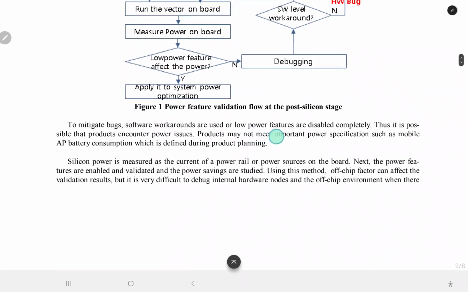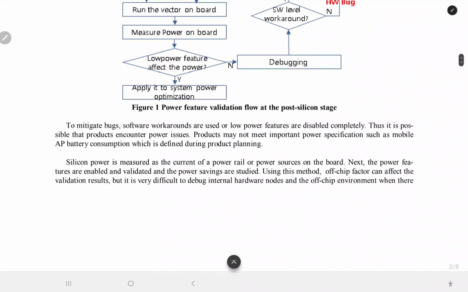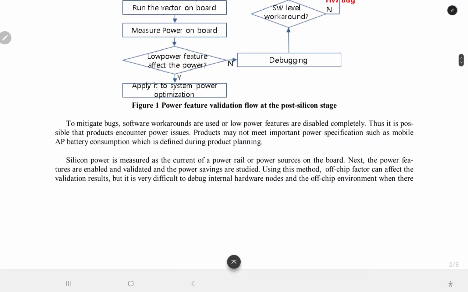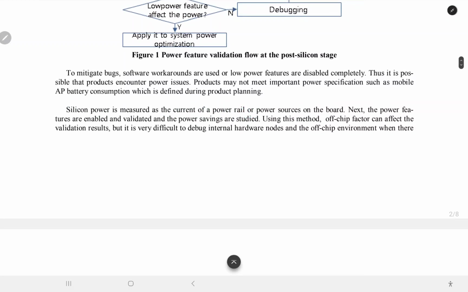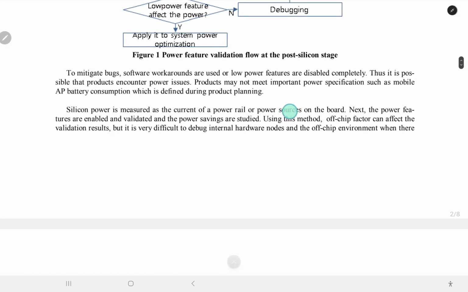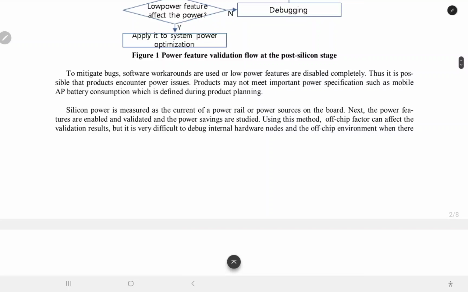The product may not meet important power specifications, such as the mobile AP battery consumption, which is defined during product planning. Silicon power is measured at the current power of the layer or power sources on the board. Next, the power features are enabled and validated, and the power savings are studied.